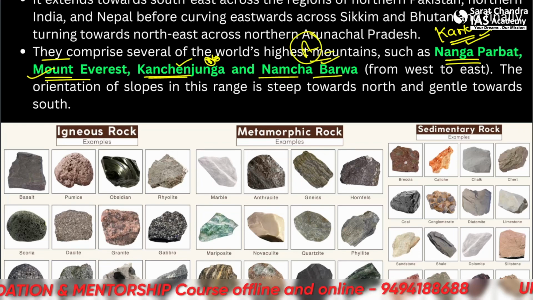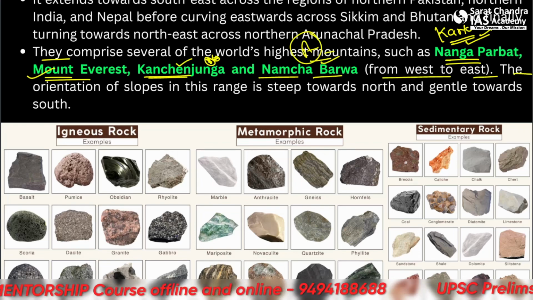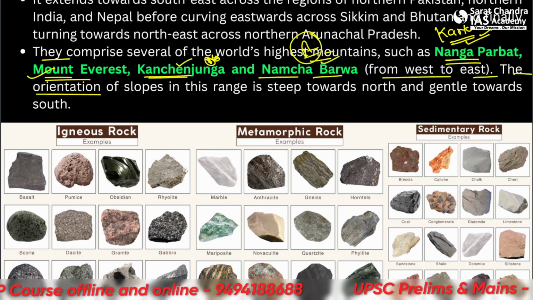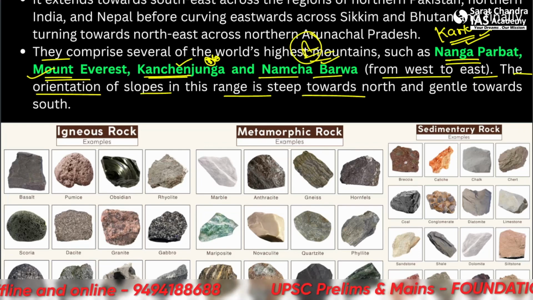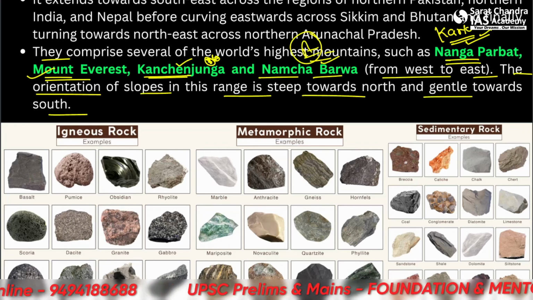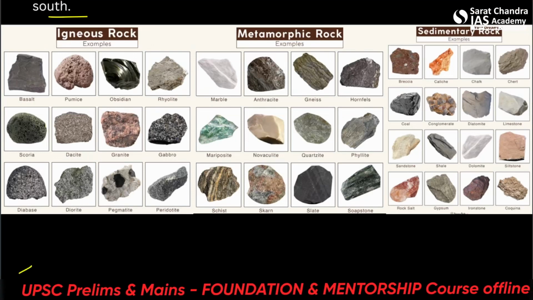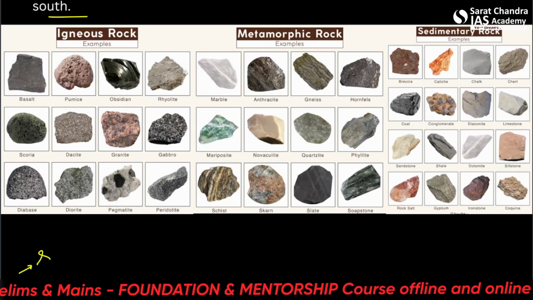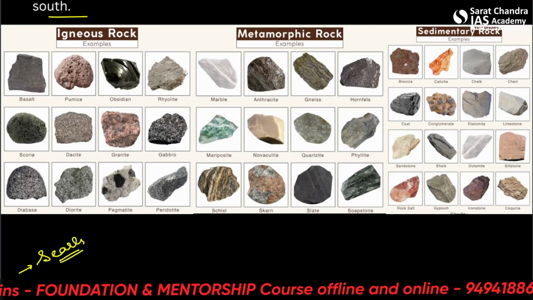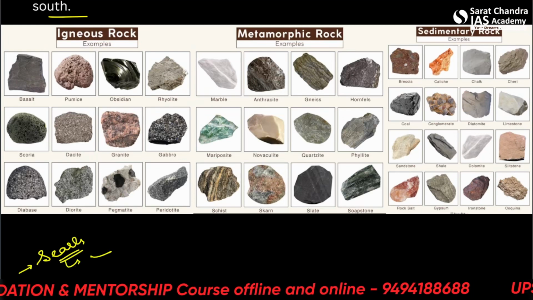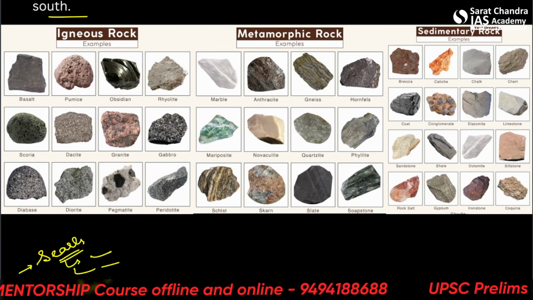So we'll be seeing all these from west to east. This is just outside of Arunachal Pradesh. The orientation of slopes in the range is steep towards the north and gentle towards the south. These are examples of rocks. I have put them here for you to see, so that you don't have to go outside and search for all these rocks. So I put all the classification here, whether it's igneous, metamorphic, or sedimentary.